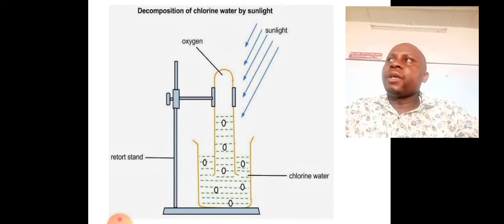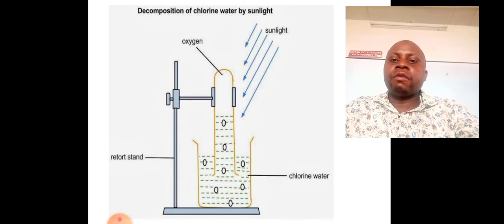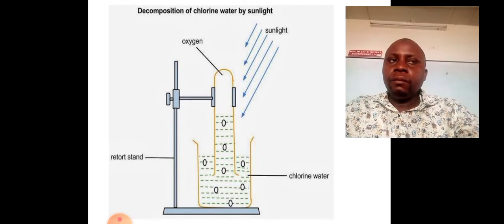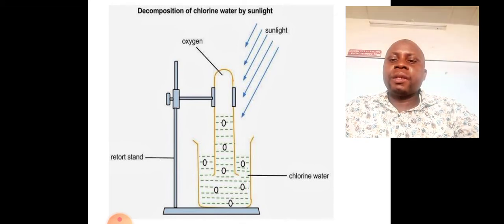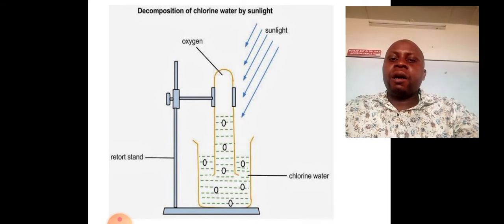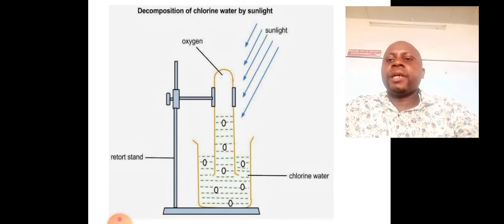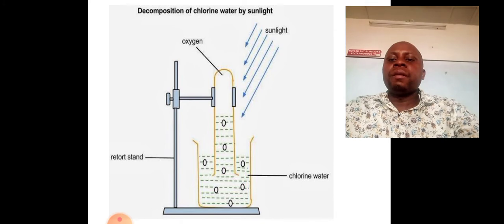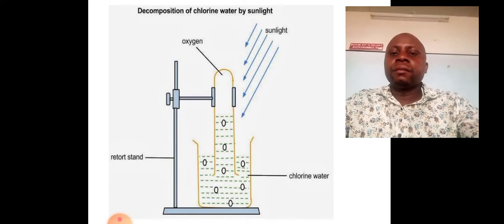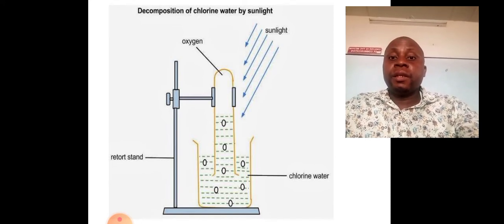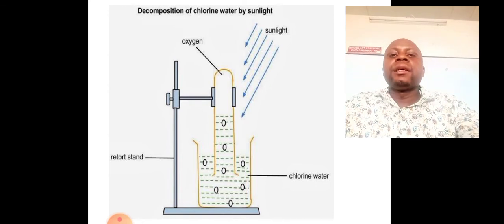And what do you think is the contents of chlorine water? Name the compounds that are present in chlorine water. So chlorine water, we said, contains chloric 1 acid and hydrochloric acid. So which of these two components makes this particular chlorine water yellow in color or green-yellow in color? We said that it is the chloric 1 acid.